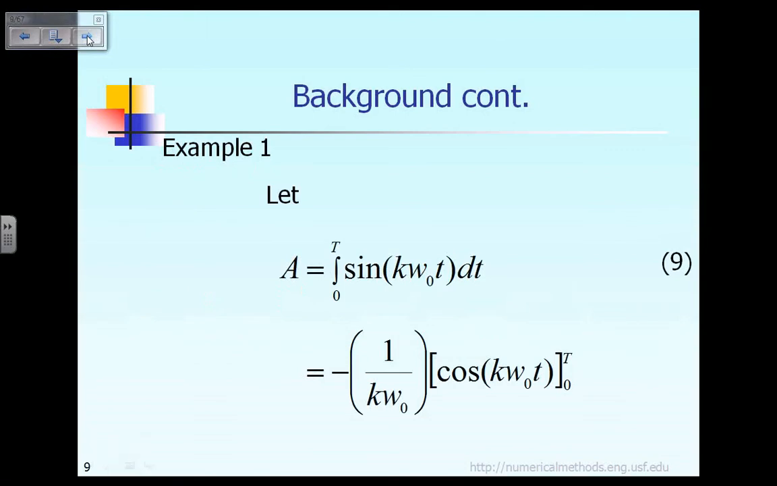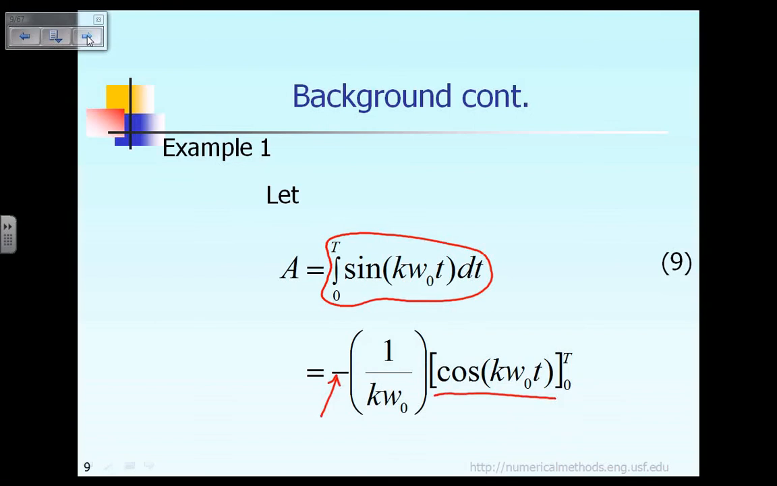Let us go through example number 1. In this example, we will try to prove equation 9, that this integral of sine k omega naught t should be equal to 0, as I told you earlier. The way to prove it is to let that integral equal A and evaluate that integral directly. And we all know the integral of sine is equal to negative cosine.